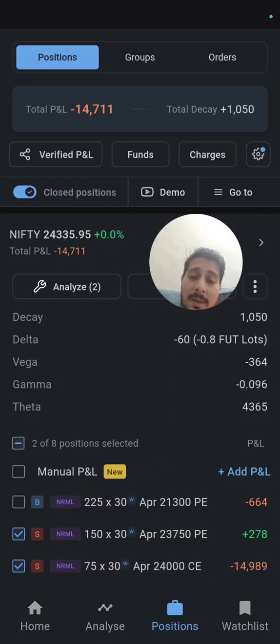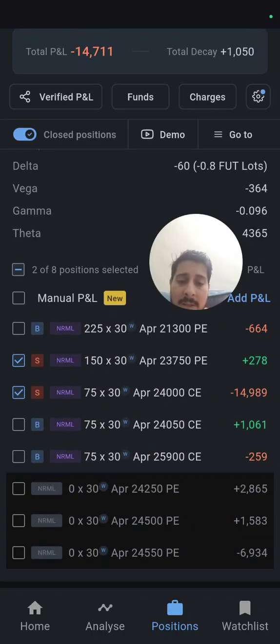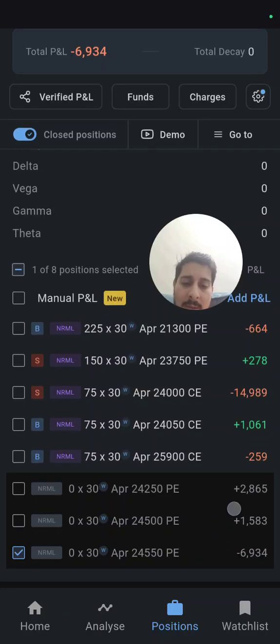I made this mistake, right? This loss that you're seeing here, this put leg, which gave me loss, it shouldn't have given me loss. It's my mistake that I created a loss at the sold put leg at such a bad price, right? I sold it at 24,550, which I shouldn't have done. I should have created it below the sold call leg.